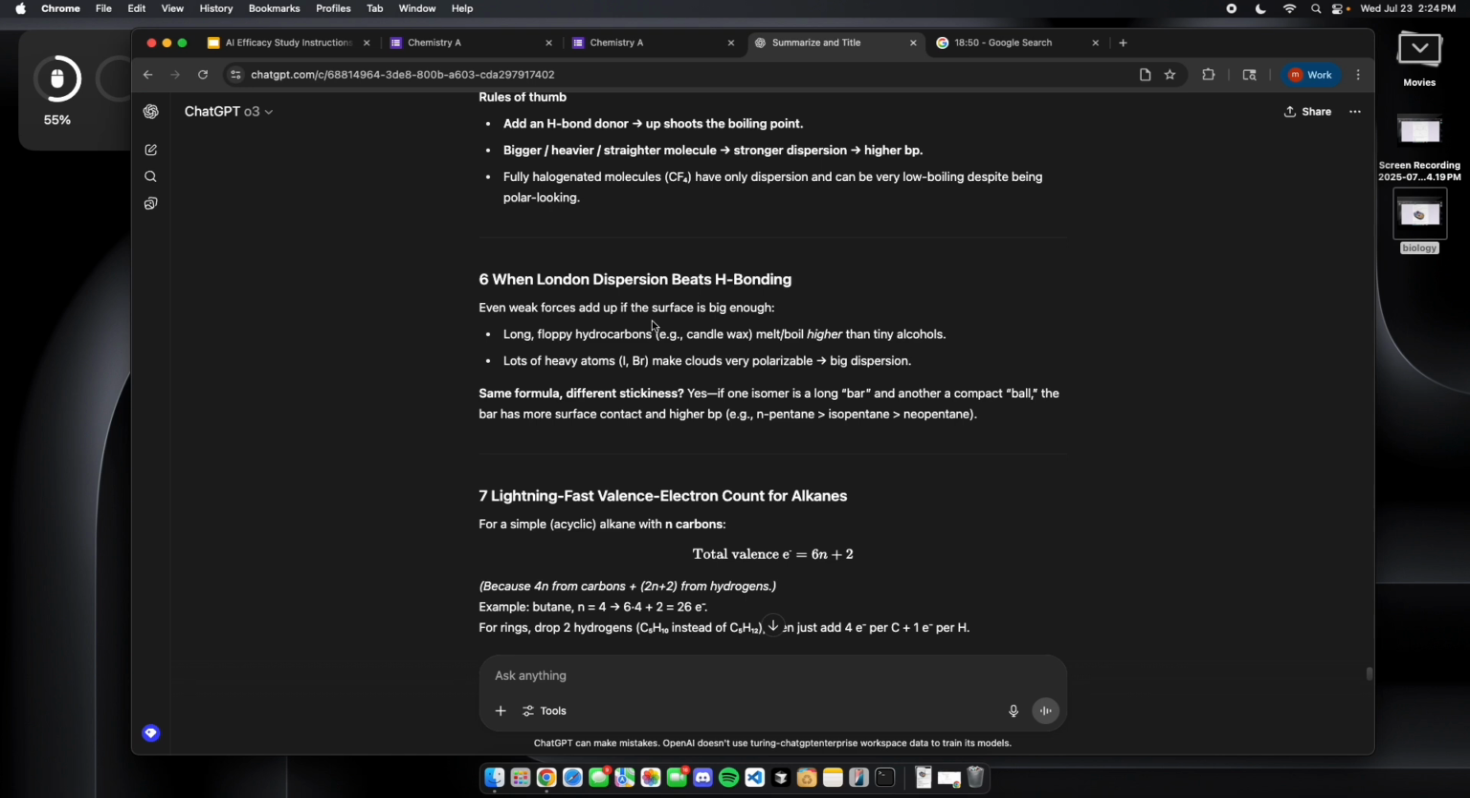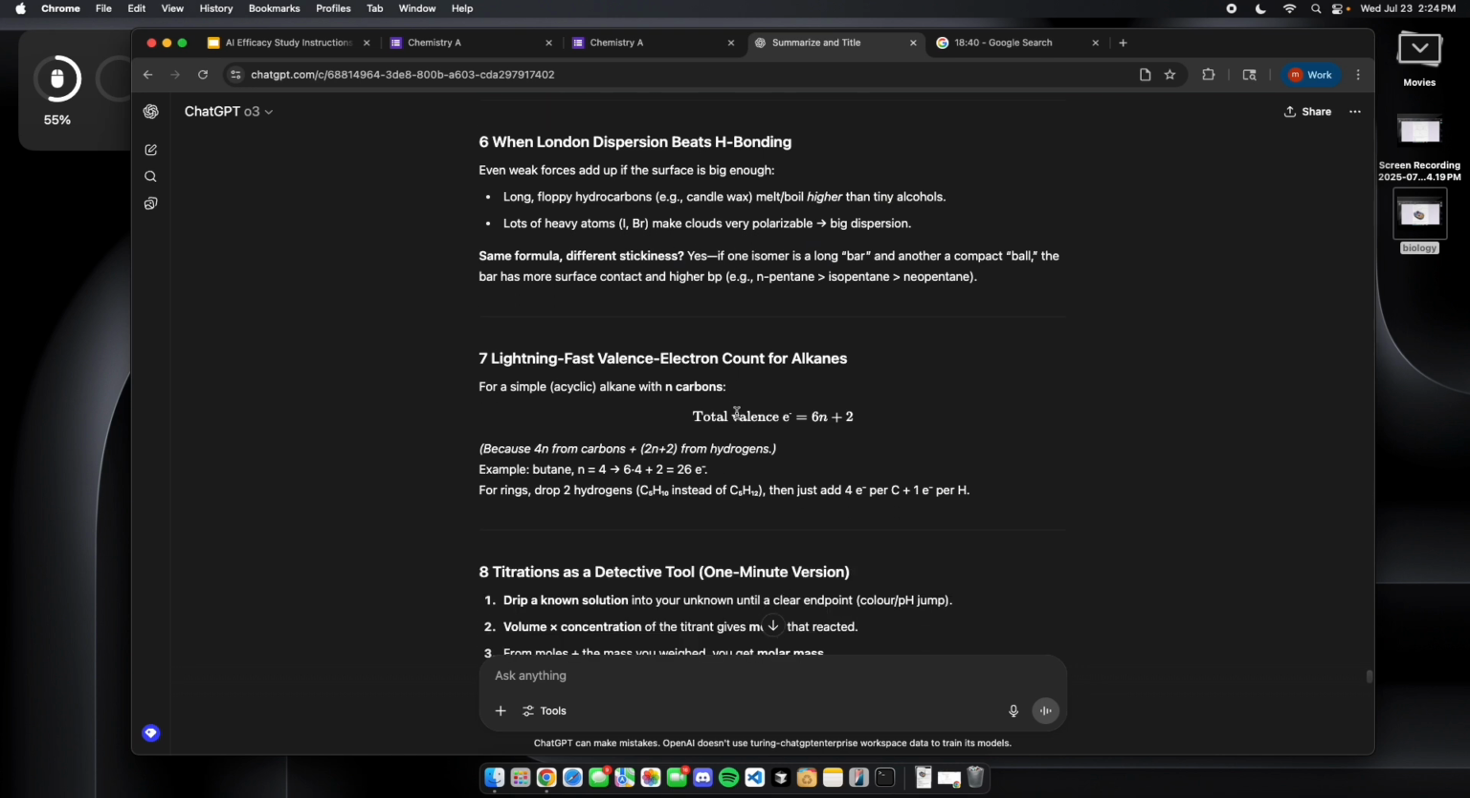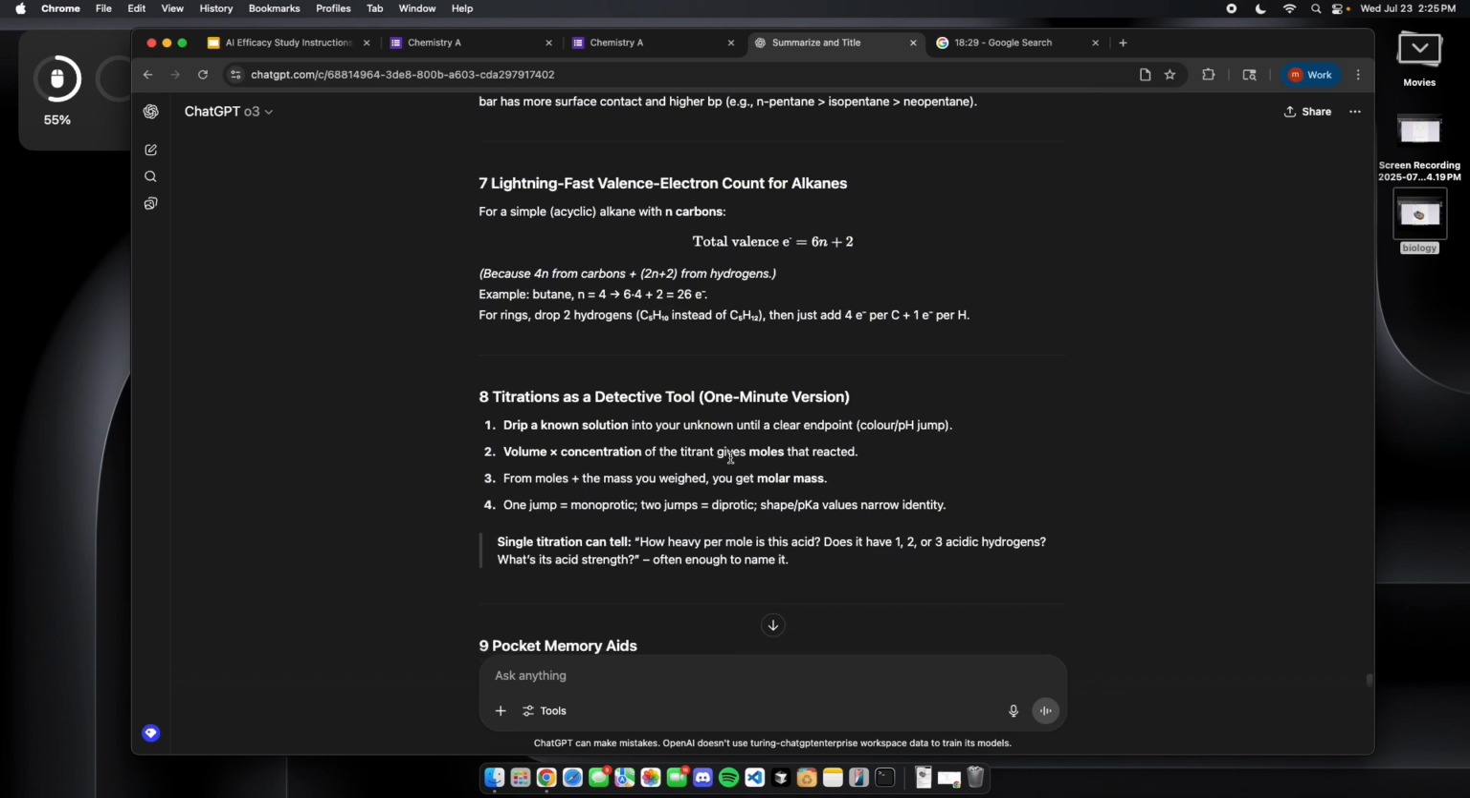Even weak forces add up if the surface is big enough. Long floppy hydrocarbons, like wax, melt and boil higher than tiny alcohols. Lots of heavy atoms make clouds very polarizable, giving big dispersion. Lightning-fast valence electron count for alkynes: it's 4 from carbons, 2n minus 2 from hydrogens.